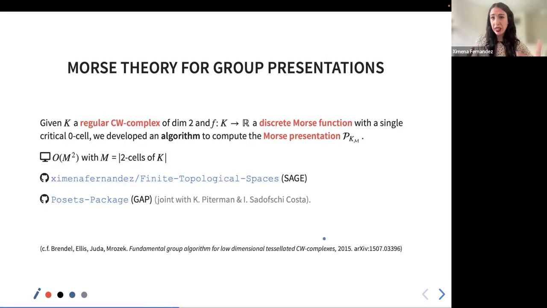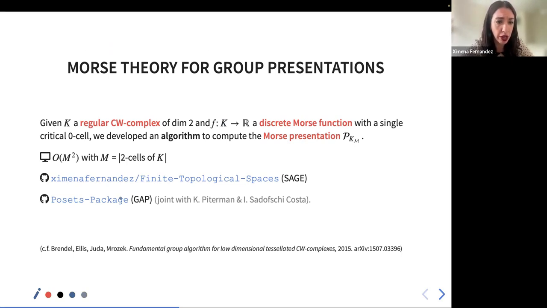So all this stuff, at least in dimension 2, can be performed algorithmically. I have an algorithm that tells you, if you give me a regular complex of dimension 2 and a Morse function with a single critical cell of dimension 0, I coded algorithms in both Sage and GAP to compute the Morse presentation, that is the standard presentation of the Morse complex. So you simplify K and then you compute this presentation. So let me show you.